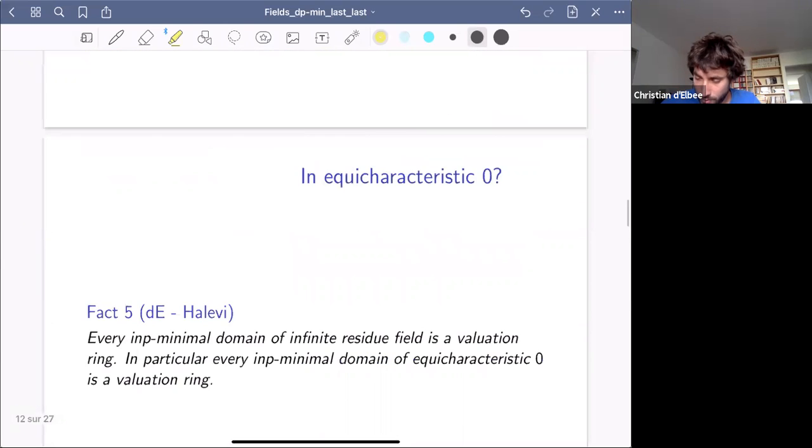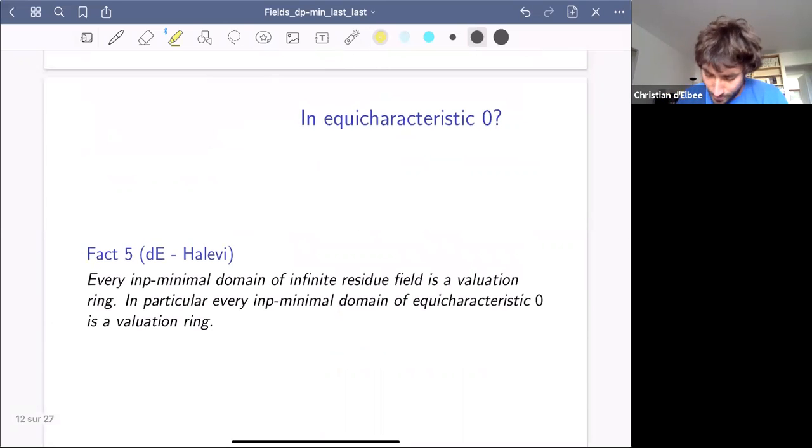So we have an example in mixed characteristic and in equicharacteristic p. What about in equicharacteristic 0? In this case, it goes smoothly. It's even true for INP minimal domains. If you have an INP minimal domain with infinite residue field, it's a valuation ring. So in particular, every INP minimal domain of equicharacteristic 0 is a valuation ring. Okay.